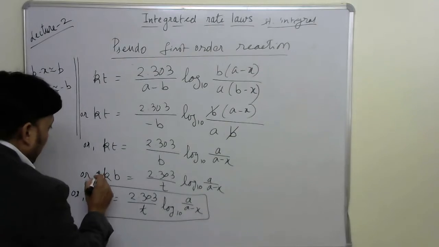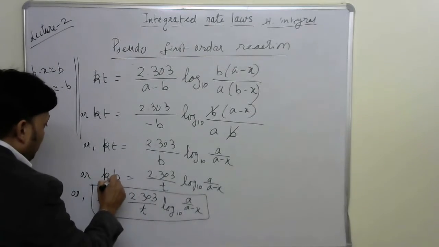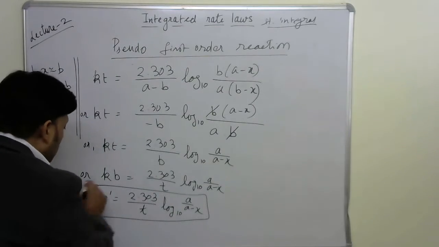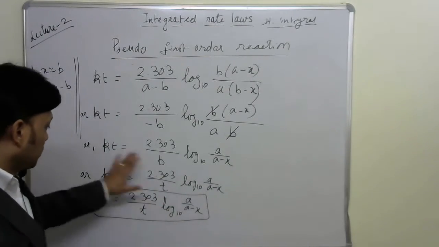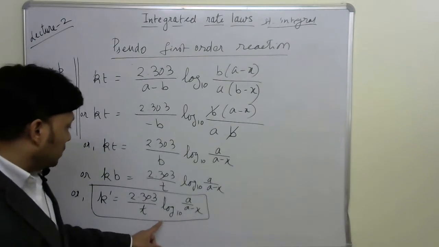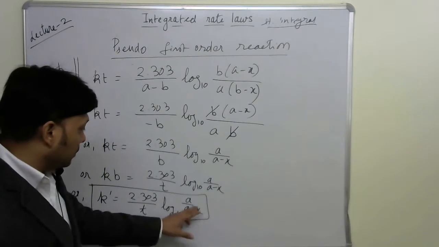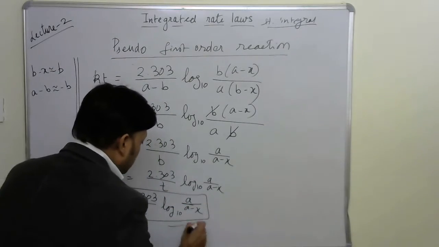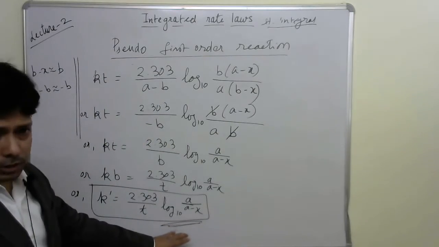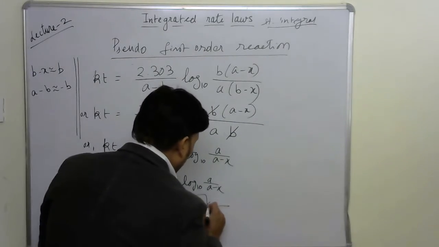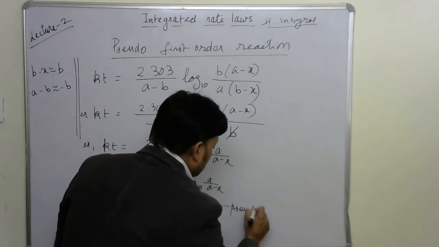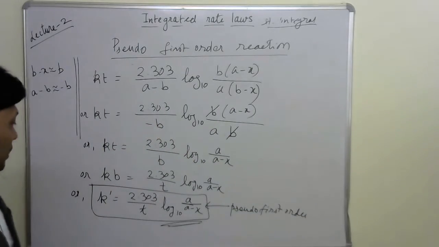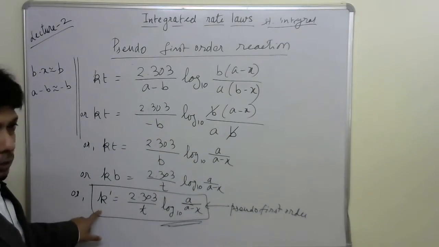So as you see, kB is equal to this expression, and B is the initial concentration of water, which is essentially a constant. So we have the new constant k prime equal to 2.303 divided by t multiplied by log base 10 of A divided by A minus X. Now you see this part already resembles first order chemical kinetics. So that's why this is called the pseudo first order integrated rate equation. So k prime is the new rate constant.